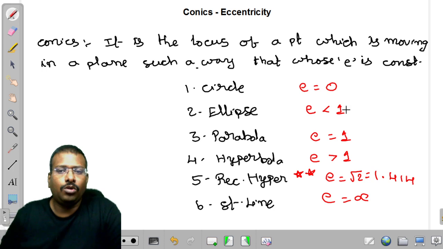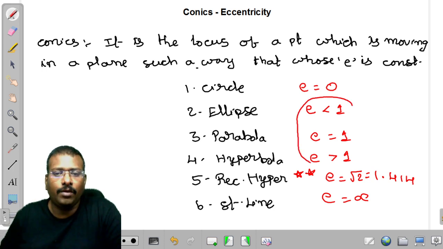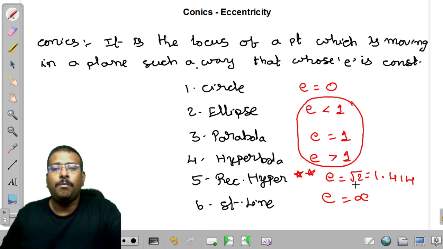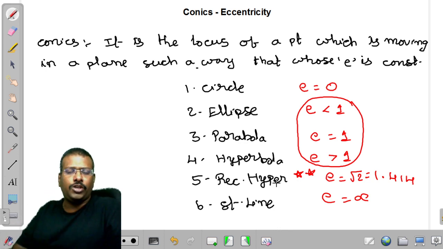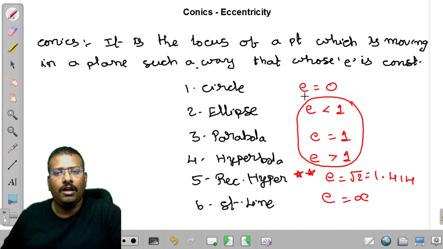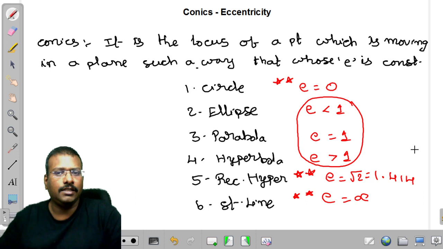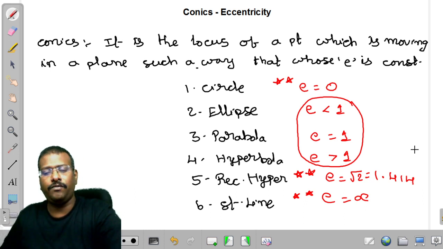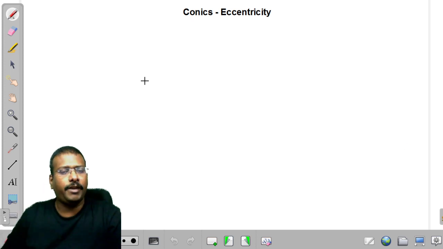Among these, these three terms majority of the people are aware of it, but most of the times either in the interviews or in the competitive examination, you may get the question from these three, that is what is the eccentricity value of a circle, rectangular hyperbola and a straight line. So you gave this, but how can we say this is correct, sir? So with the help of some diagram I can explain to you.